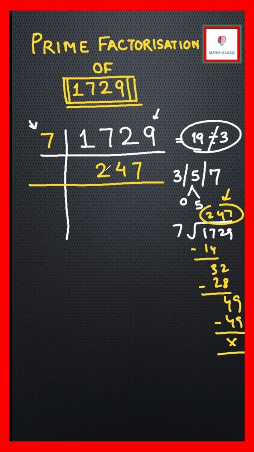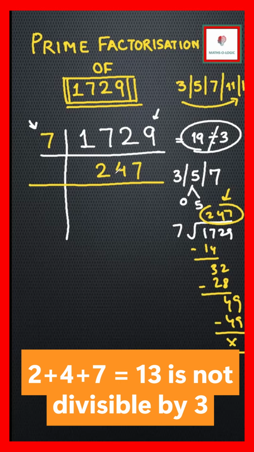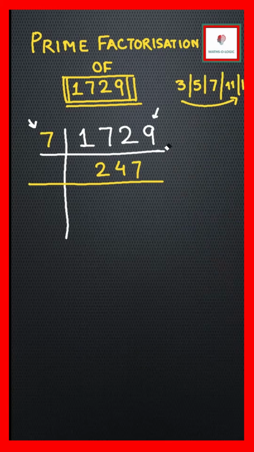And then I'm going to divide this with another prime factor. So let's try dividing by 3 first, then 5, then 7, and another prime factor that you can think of is 11 and then 13. Now if you check the divisibility by 3 again, 24 plus 7 comes as 13. So 13 is again not divisible by 3. So I'm going to use 5. No, it's not, because the last digit is 7.